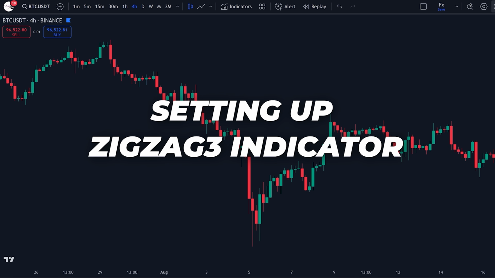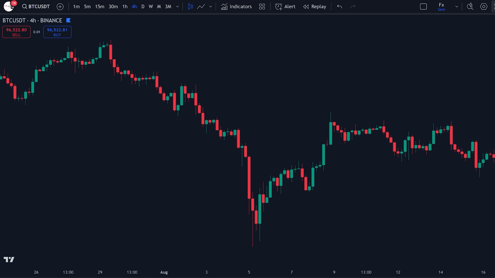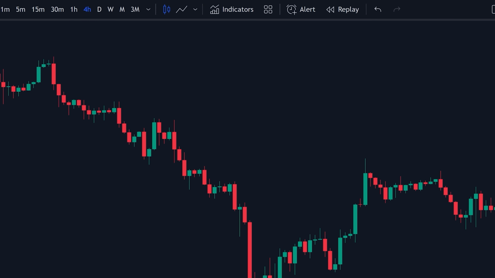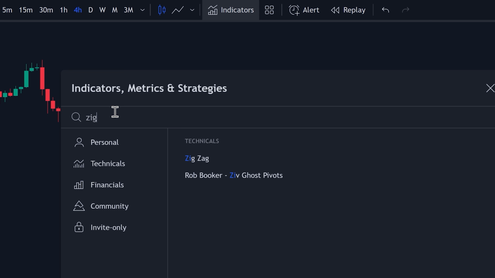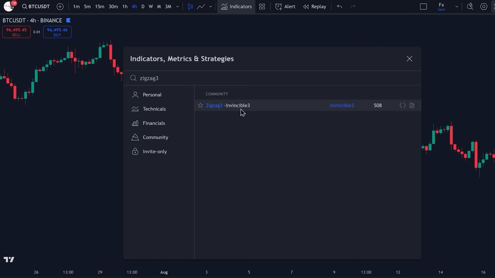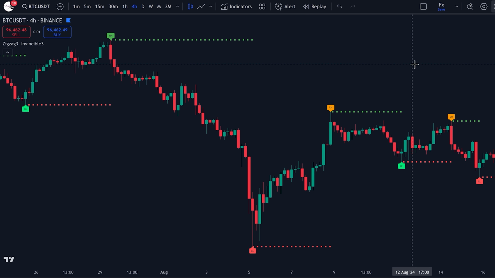Let's start by setting up the indicator on TradingView. Click on Indicators at the top of the TradingView platform. Type ZigZag3 in the search bar. It is going to be this one by Invincible3. Select the indicator and it will automatically load onto your chart. That's it. The indicator is now ready to use.